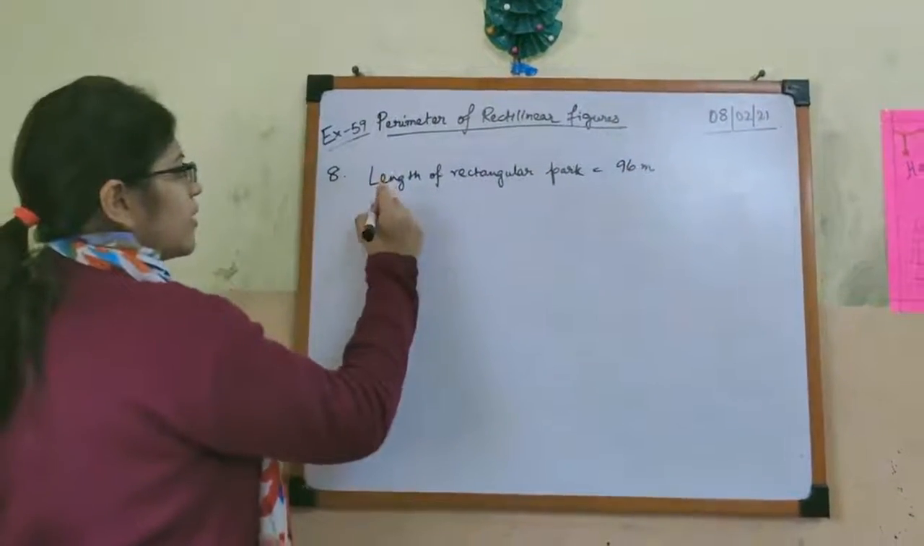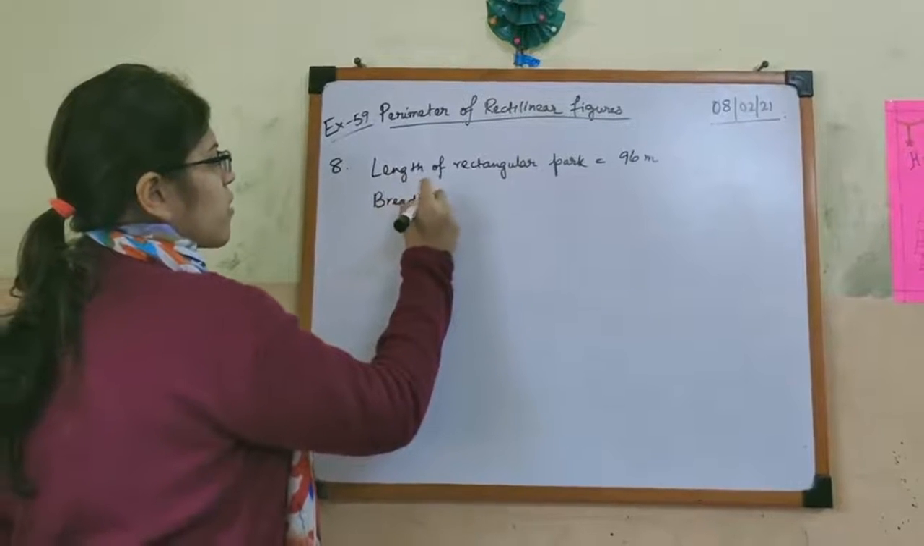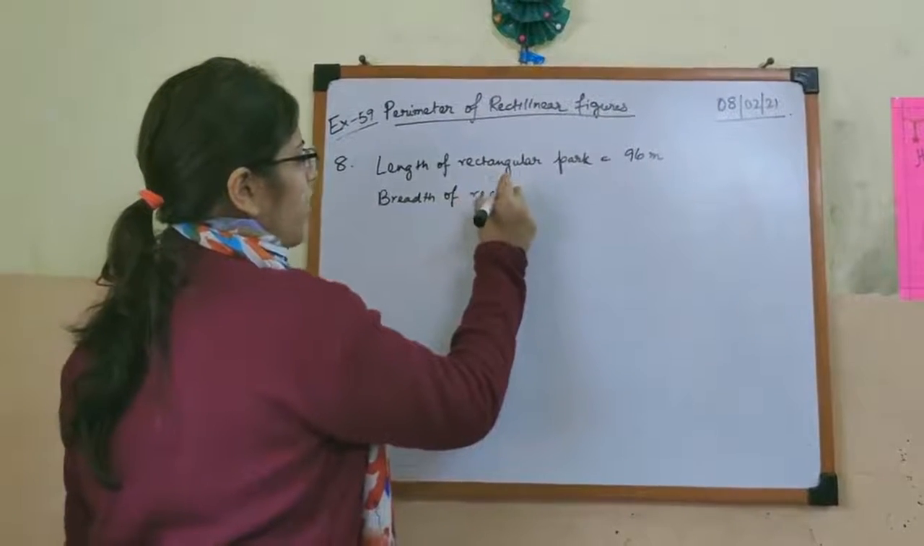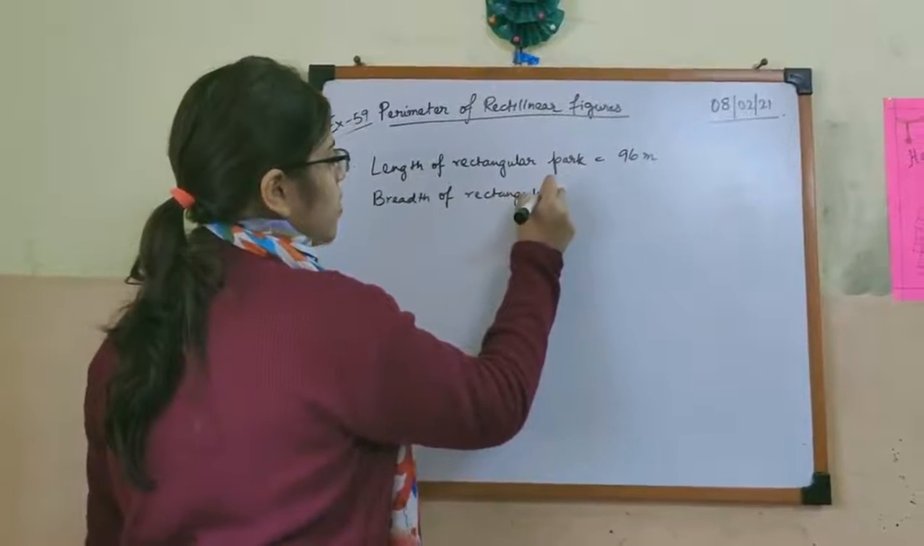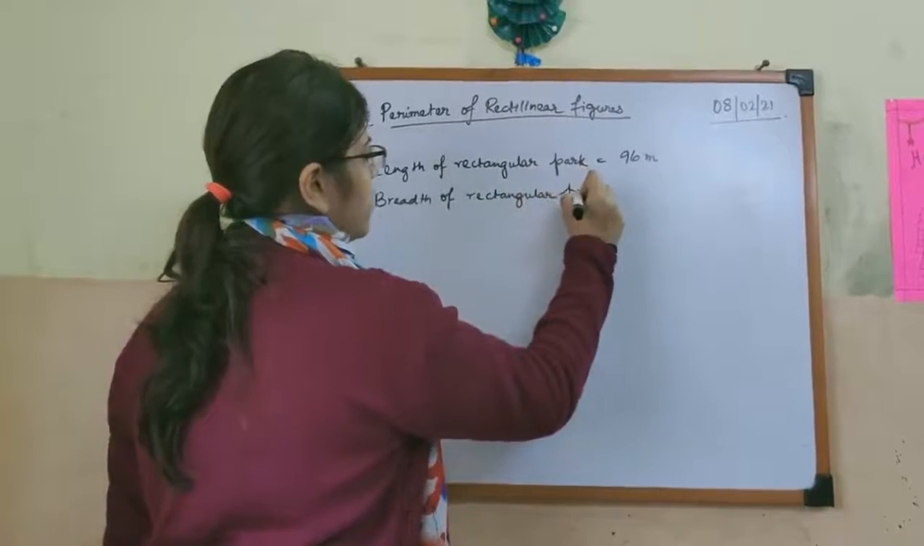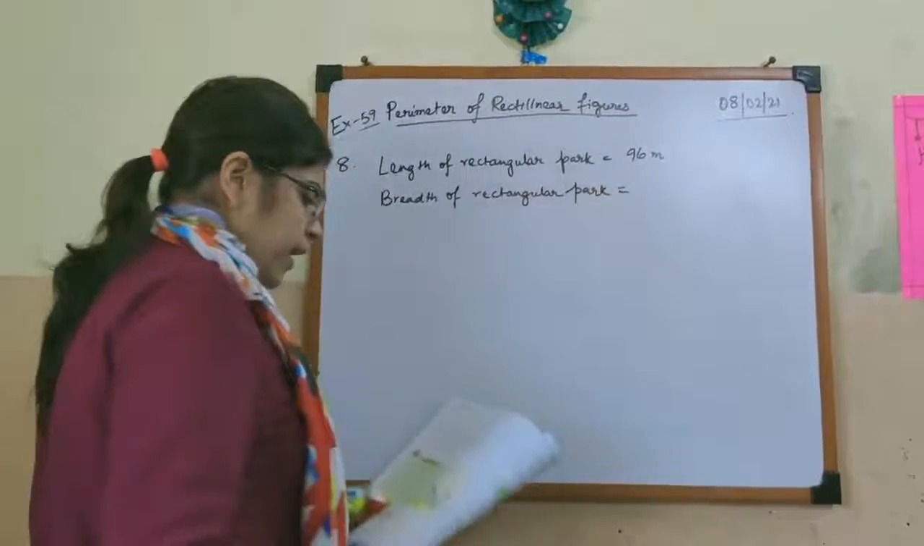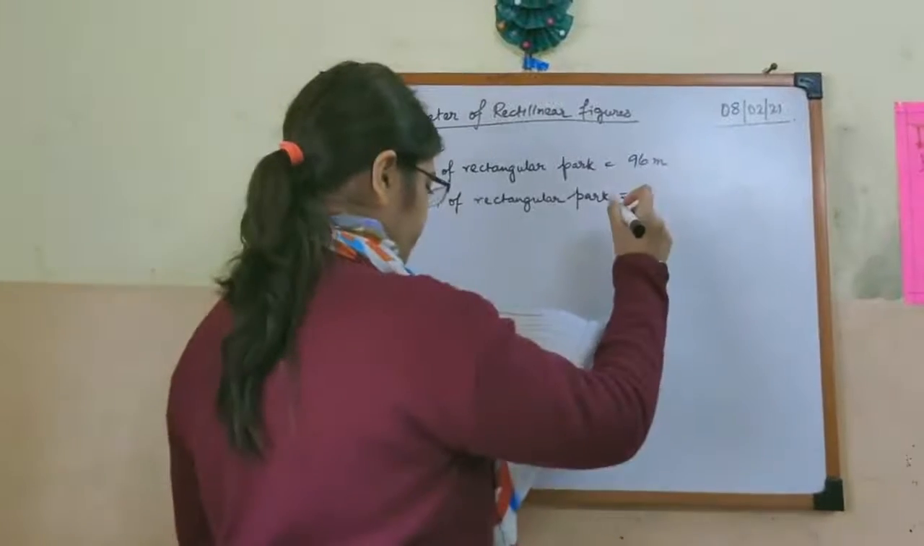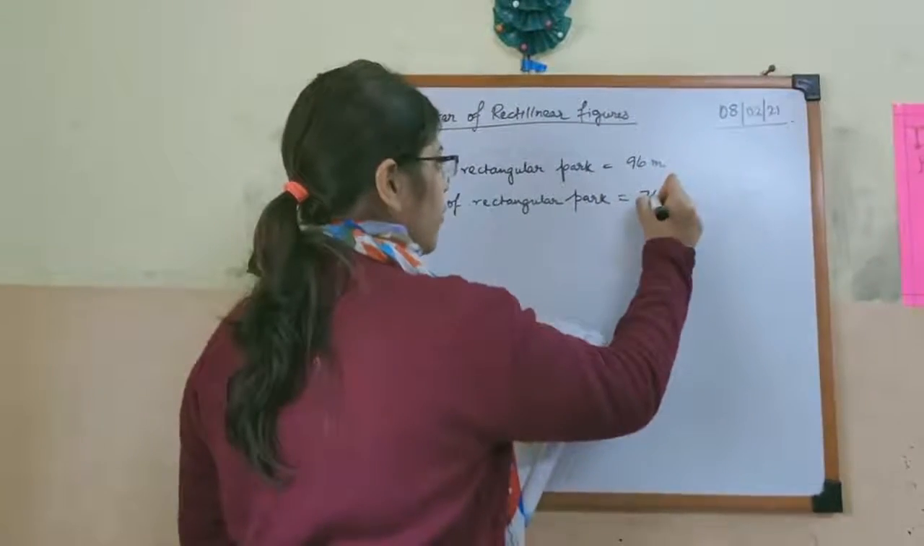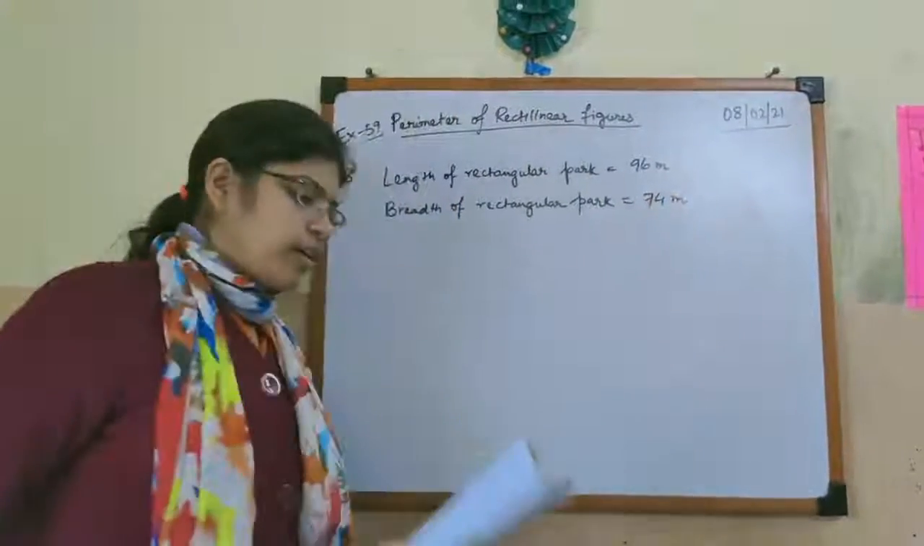Then the next one is breadth of rectangular park. So breadth is equal to 74 meter. So look at the question.